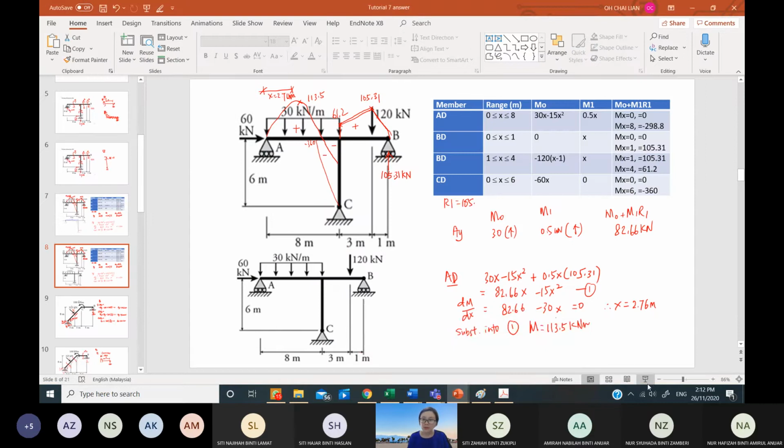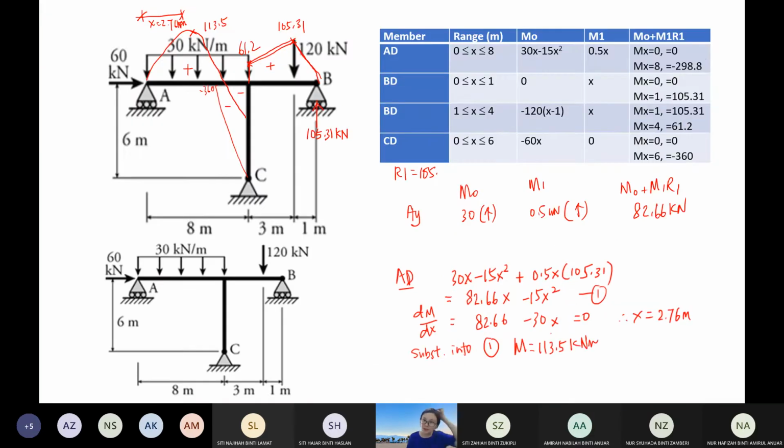Can you see my slides right now with the table in blue color? Yes. Okay, so right now I want to show you how to determine the support reactions in the real structure after you determine your R1. Your R1 is 105 kilonewton, and let's say you want to determine AY. AY is here.